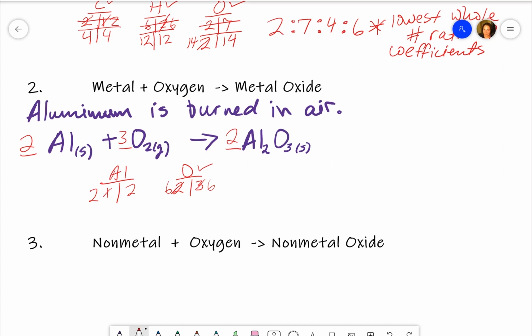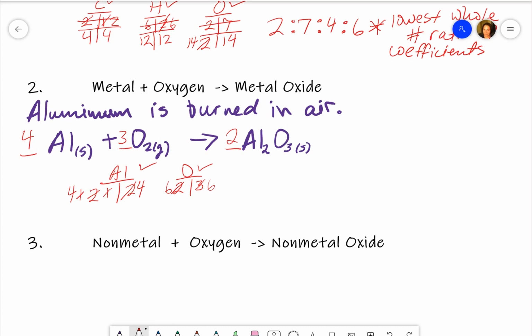But now we have screwed up aluminum, because now on the right side I have 4 aluminums, and I only have 2 on the left. So I have to erase the coefficient that I already put. And now I only have 1. Now I'm back to 1. So how do I turn 1 into 4? I put a 4 in front, and now I've got 4 aluminums, and now it's balanced. Do you see how oxygen is the devil?